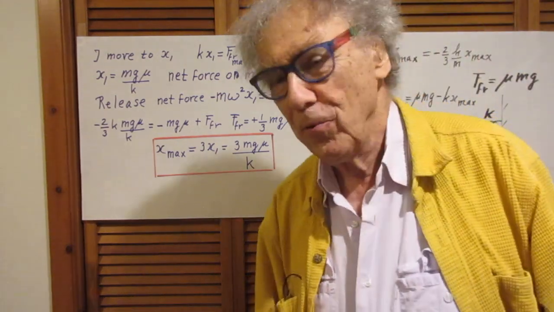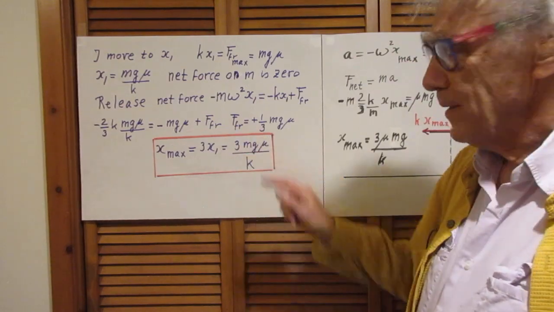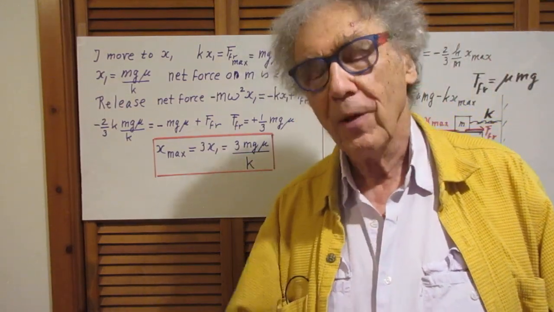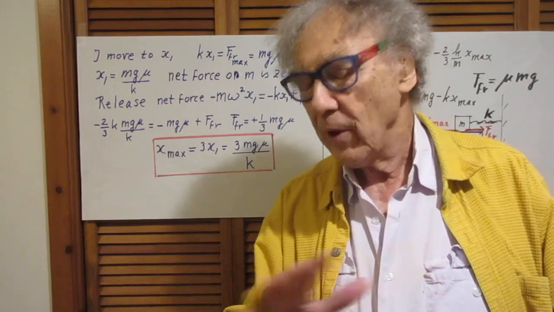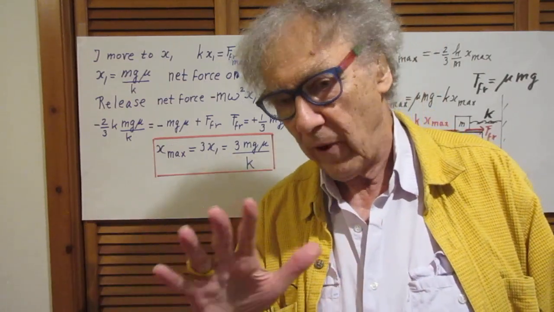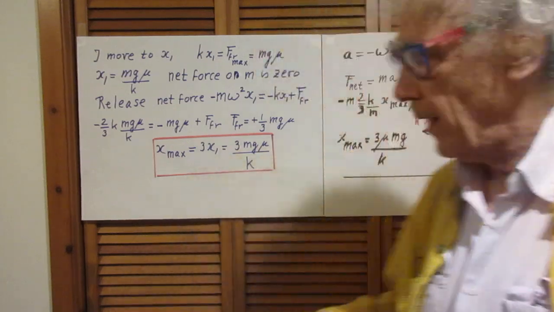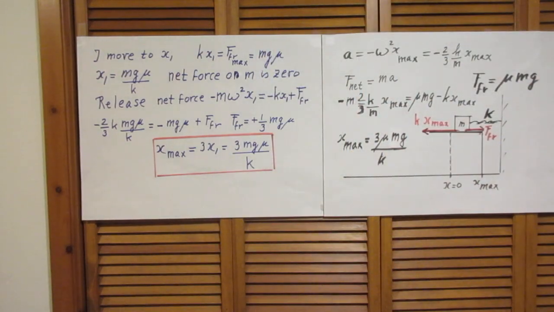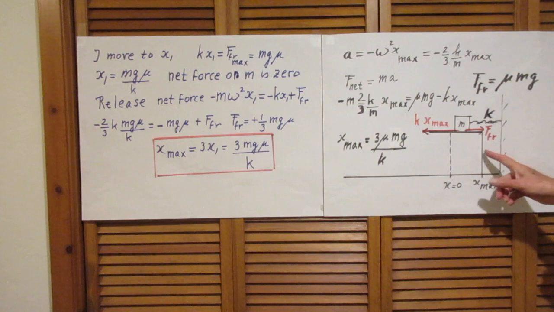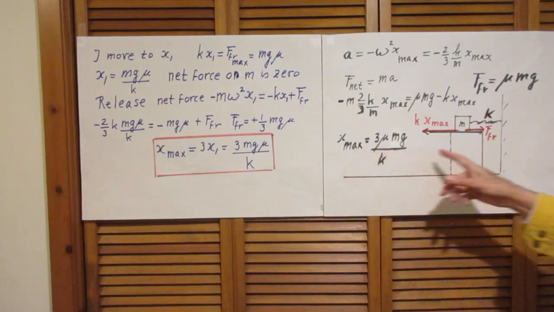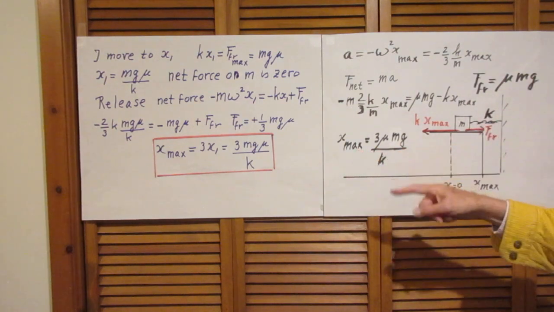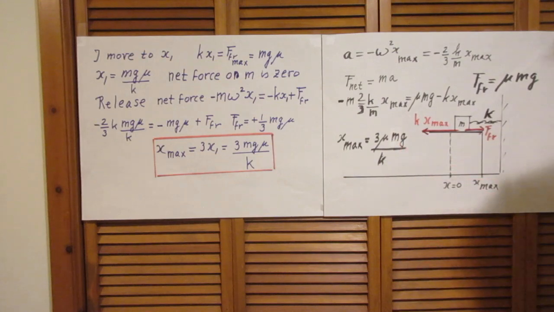Alright, so if you think that the step that I made here is a little bit too fast for you, you see now that without ever discussing the issue of x1, you can set up the equations right away and get the result that the maximum amplitude of this block, when it is oscillating, that's key, it has to be oscillating, is 3 mu mg divided by k.